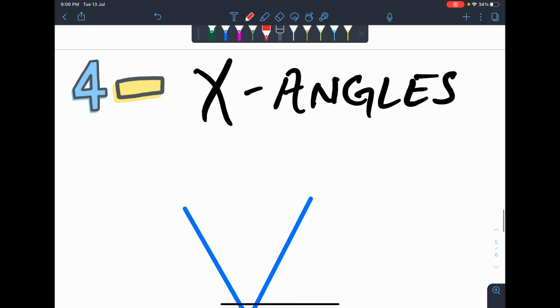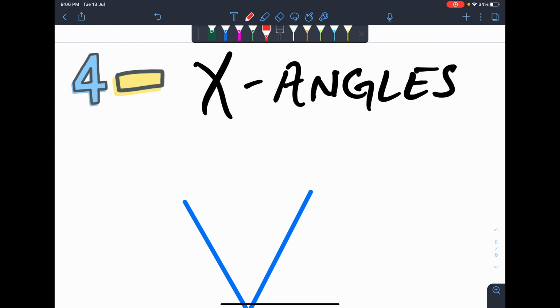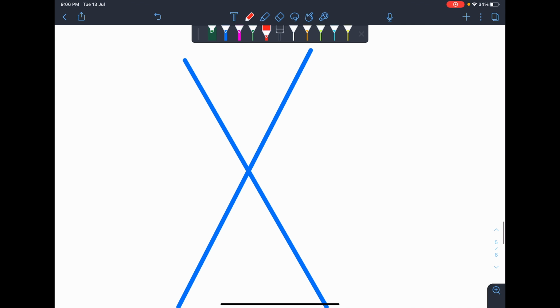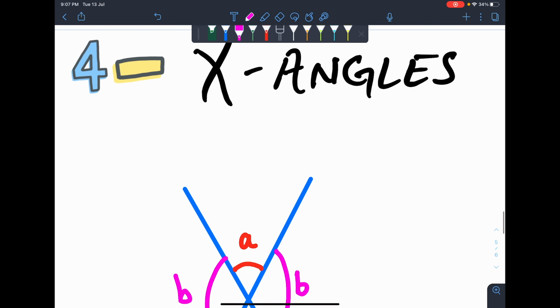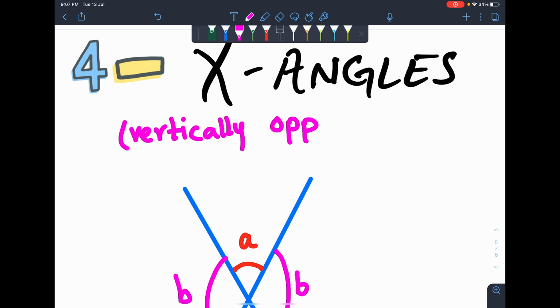Now we have a last property which is quite easy. These are called X angles, and this is pretty straightforward, and this is by far the easiest one that our students get. Whenever two lines cross each other and they make an X shape, the opposite angles are always equal. The opposite angles are always equal to each other, and the official name for X angles is also vertically opposite angles. Vertically opposite angles.